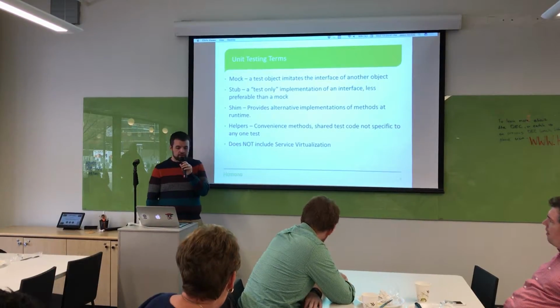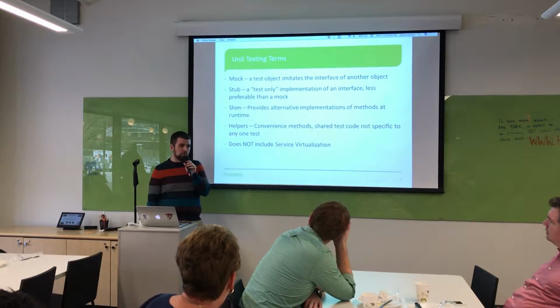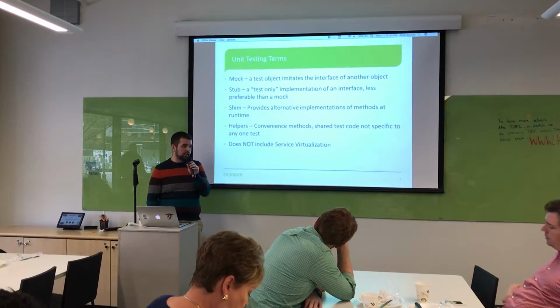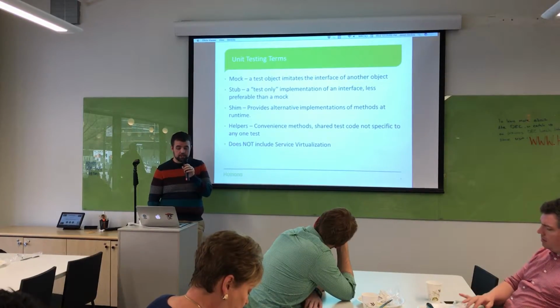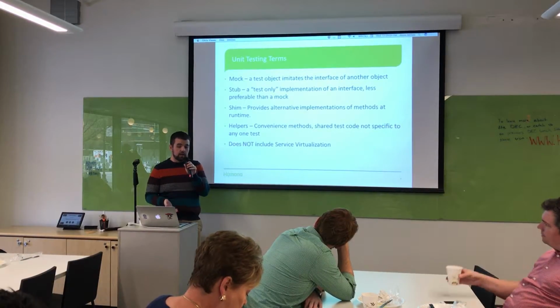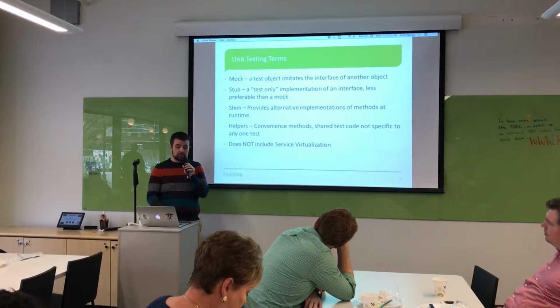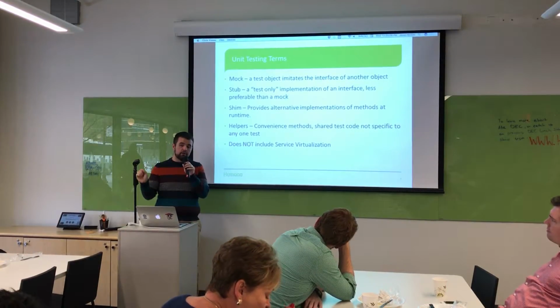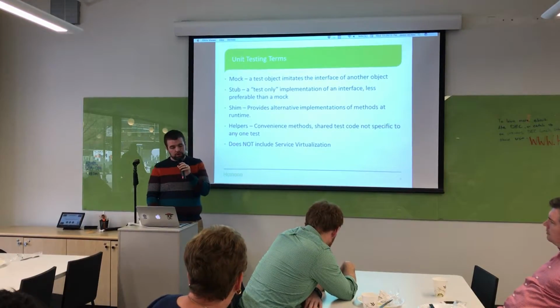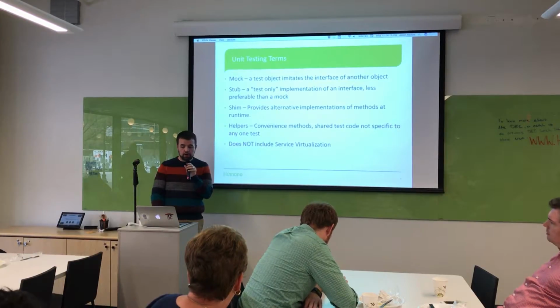A shim is less common. It provides an alternate implementation at runtime. You can do that if you need to test some things that are core to the .NET framework. The one we actually use in our projects is HTTP client. So if I need to test that I'm using HTTP client correctly, I have to write a shim for that. And that says, hey, instead of calling the normal method when this gets called, call me instead. But it's just a weird .NET specific thing that I've run across. I haven't used it in any other language. Helpers, kind of well understood. Convenience methods, shared test code.